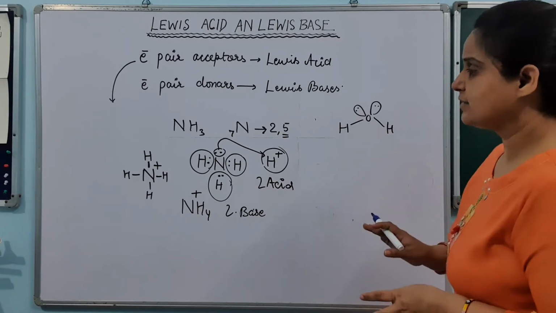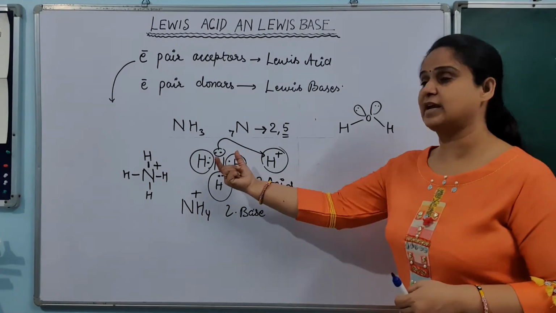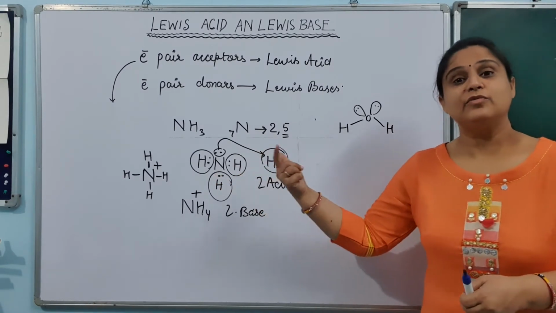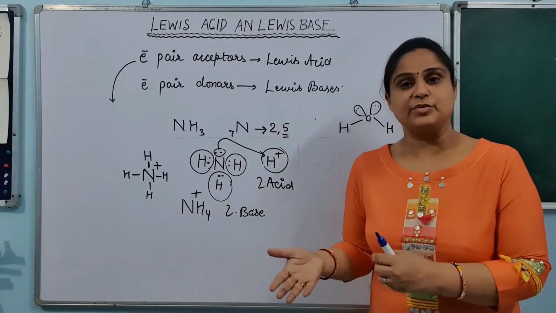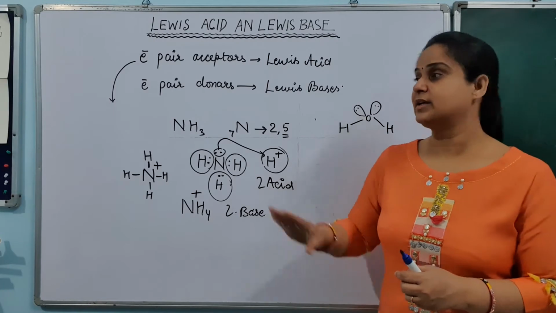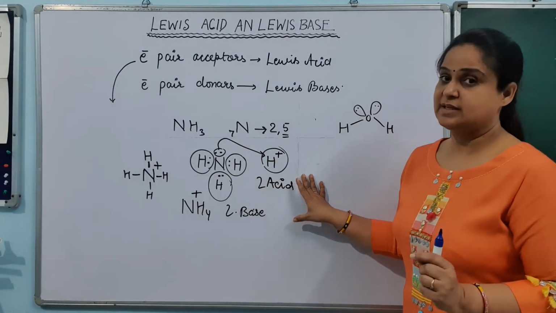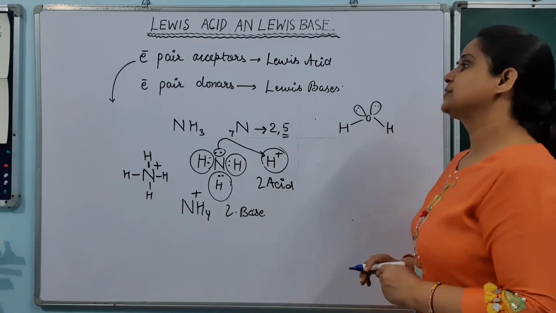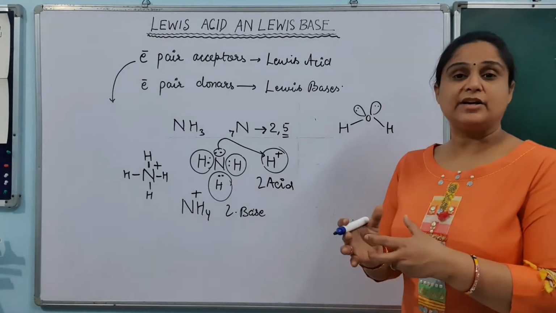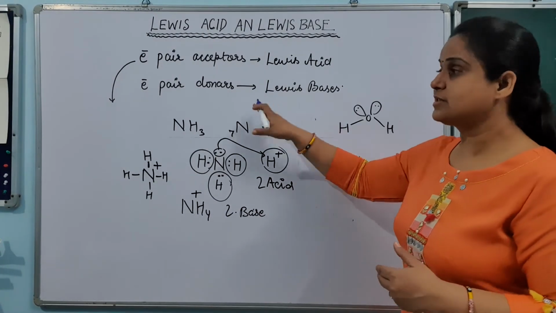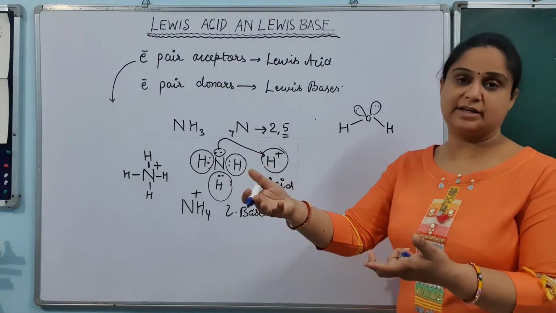So I hope it is clear that if some species have a lone pair of electrons on them which is available for donation, meaning it is not involved in bonding, then that species can work as a Lewis base. On the other hand, some other kinds of species which have electrons on them can also behave like a base because they can also donate their electron pair.